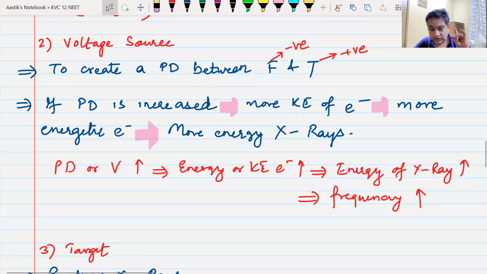And the second thing was, how do we control the energy of X-rays? By controlling the potential difference. We call it the operating voltage or potential difference. We remember this.